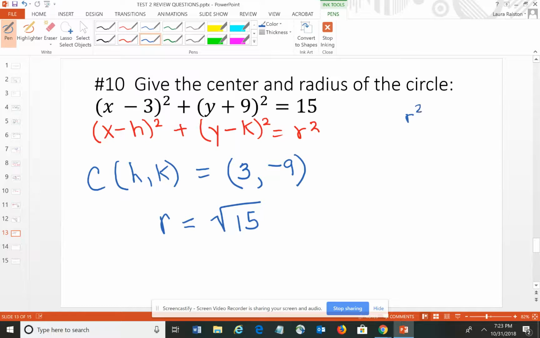So if r squared is 15, to get to just plain old r, we have to take the square root of both sides. So if you work off over here to the side, r squared equals 15. We're going to undo the square, so you get r equals square root of 15, which doesn't simplify, so that has to be your answer.